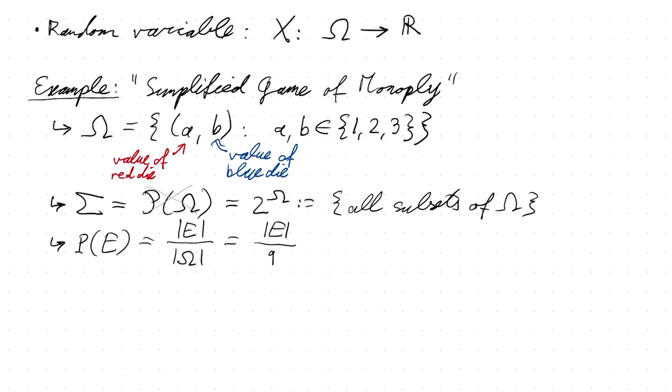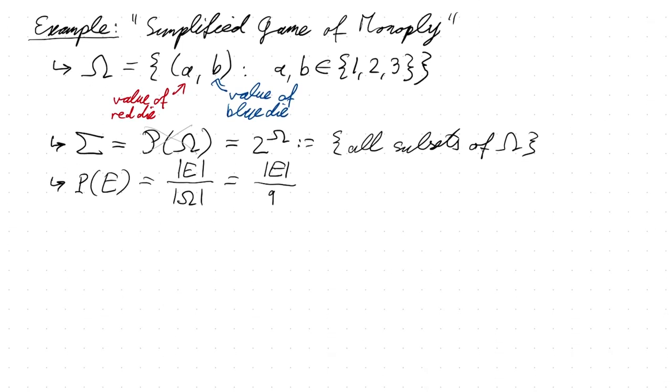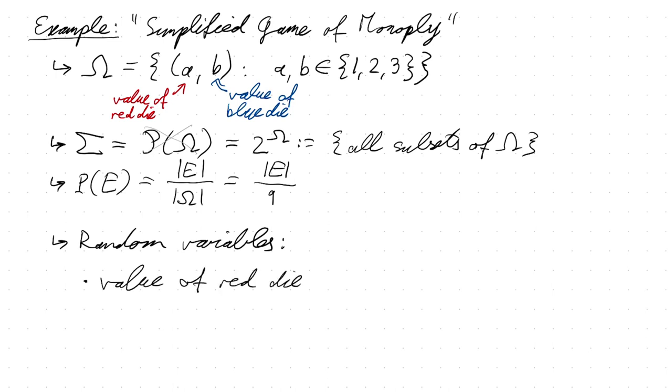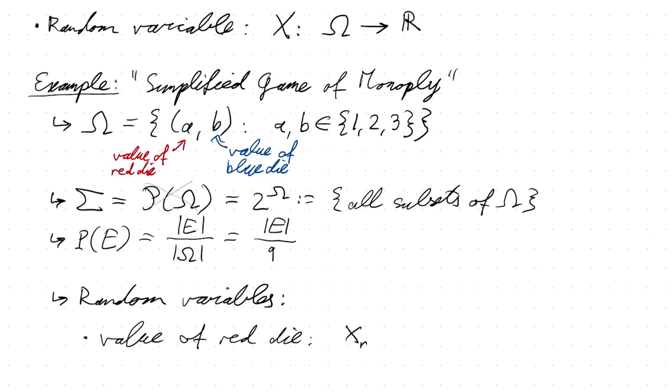And now we can define some random variables. The obvious ones are certainly the values of the two dice. So the value of the red die, I'm going to call this X sub R for red. And as a reminder, random variables are functions from the sample space to, well, in our case, even a subset just of the real values, but we can treat it as a real value.